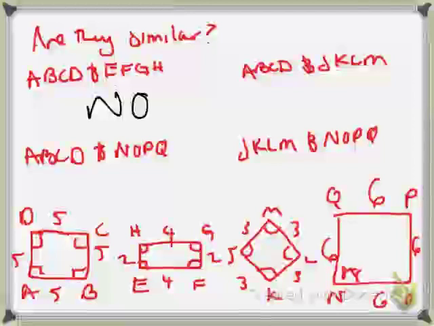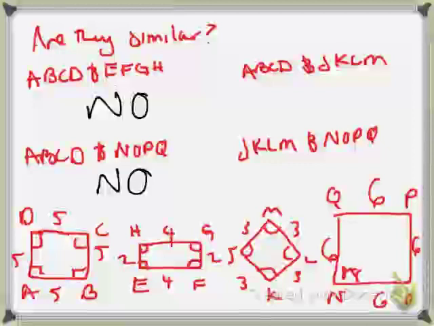2 things. Angles must be congruent, sides must be in proportion. A, B, C, D, and N, O, P, Q. So the first one and the last one of the 4 drawings. Are the sides in proportion? Yeah, 5 to 6 all the way around. Are the angles congruent? No. We have an 88 matching with a 90. That doesn't work.